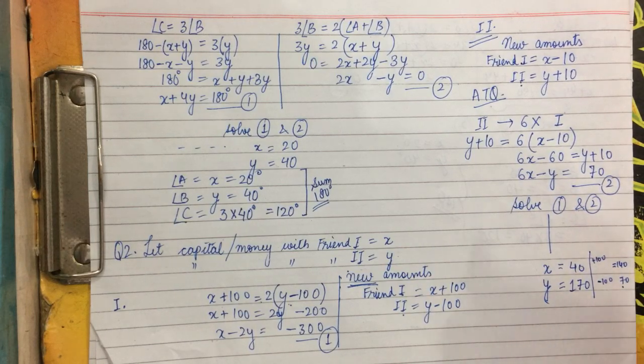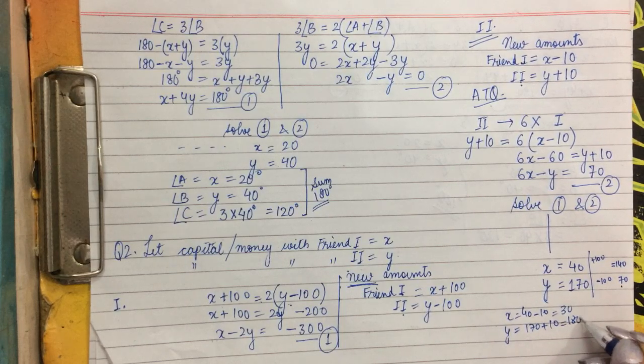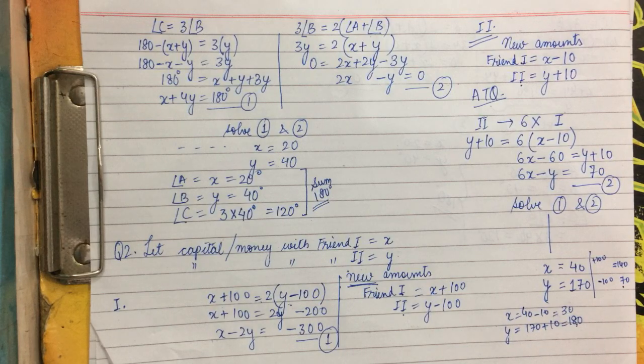And what happened in the second case? If we take 10 from here and we give 10 to the second one, from the first friend, take away 10 rupees, give that money to the second friend. Their new amounts will be 30 and 180. Now the second friend has more money. And how much more? He has 6 times the amount of money as much as the first friend.